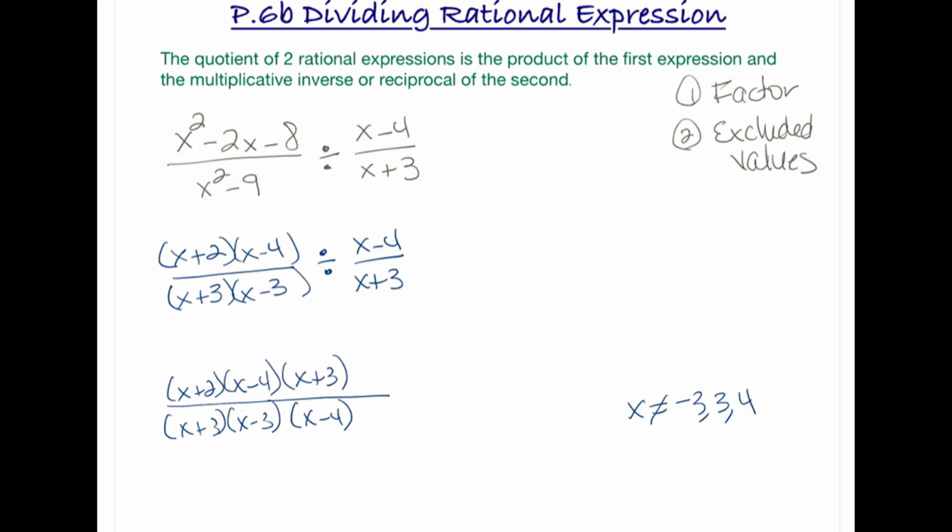So the third step would have been multiplying by the reciprocal. The fourth step would have been those excluded values one more time, if there were any new ones, which there most likely will be. And then the last thing is that now we can cancel out our common factors.